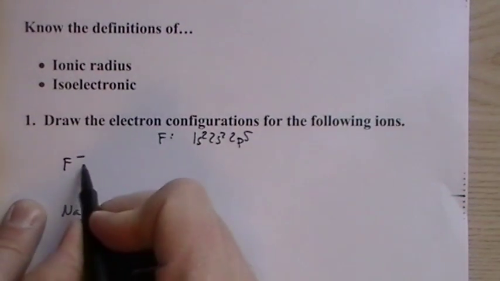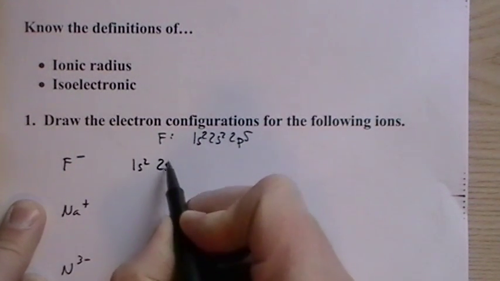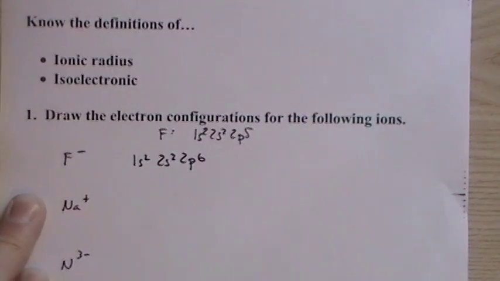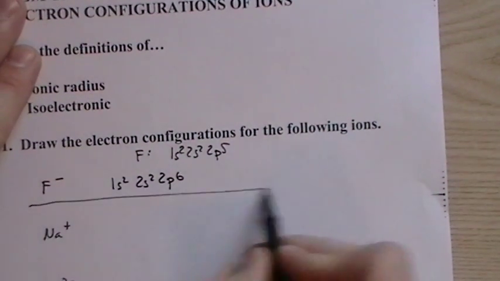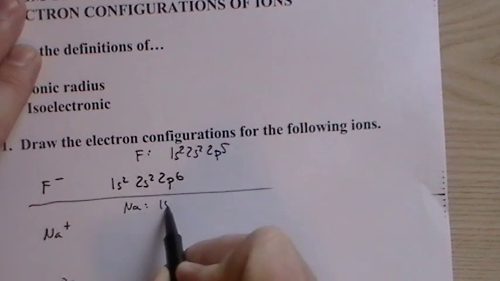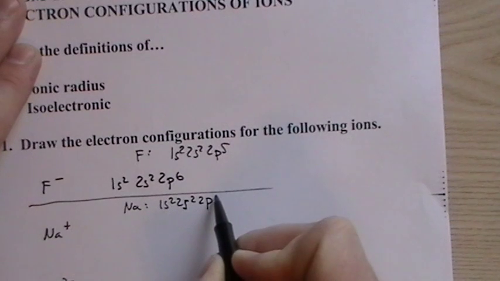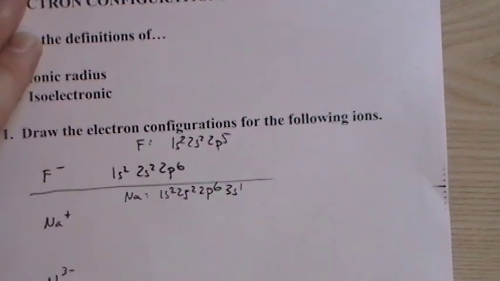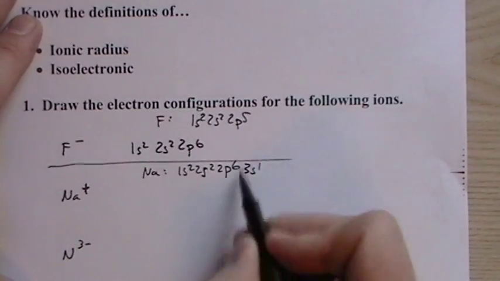And then we have fluoride. We've added one electron, so this becomes 1s2, 2s2, 2p6. So fairly simple. Sodium is 1s2, 2s2, 2p6, 3s1. So the removal of one electron, well, we're going to start on this end.